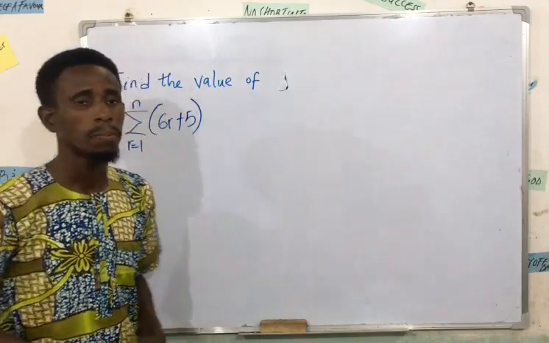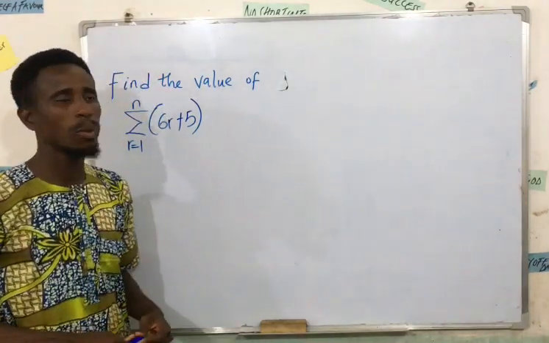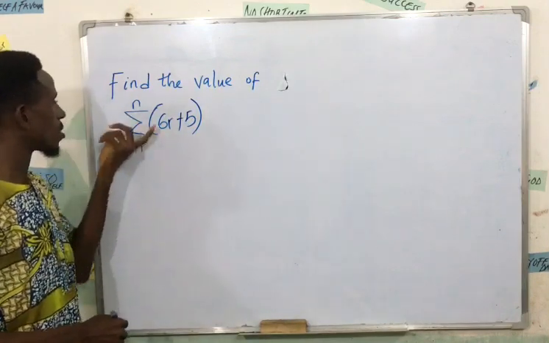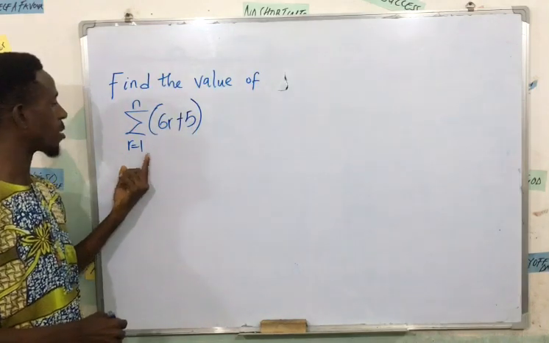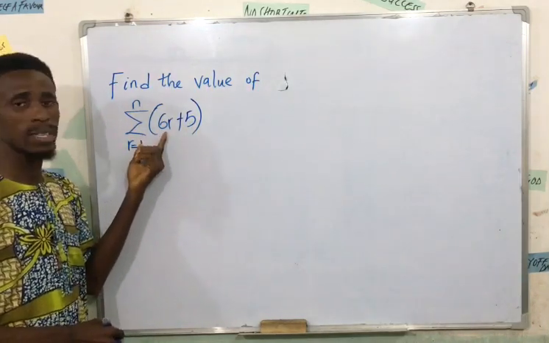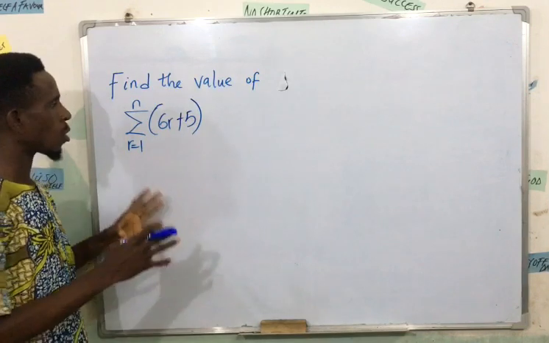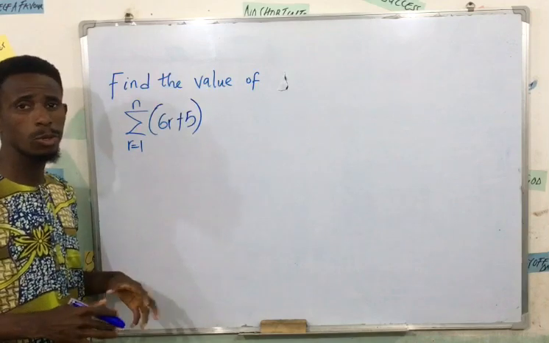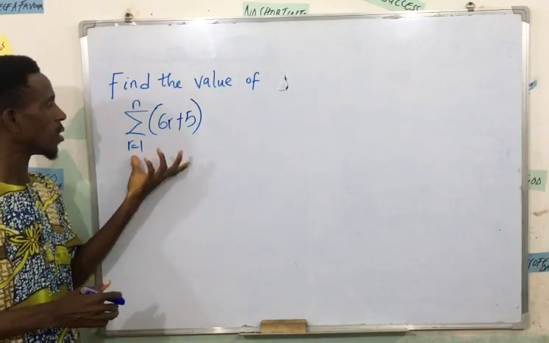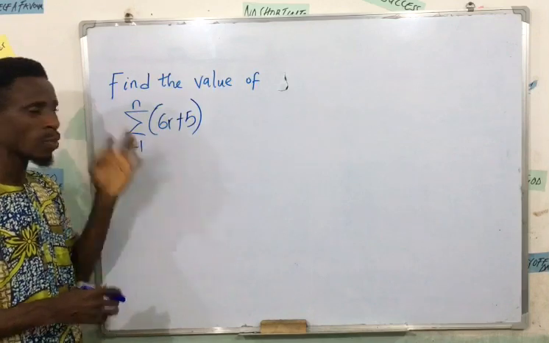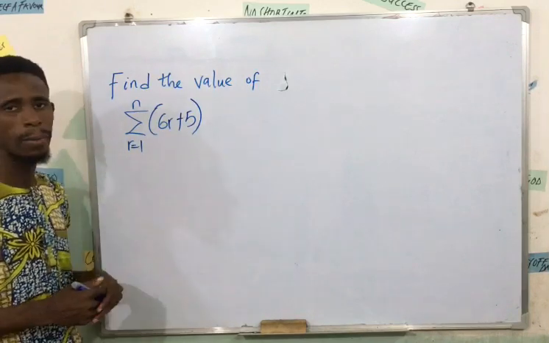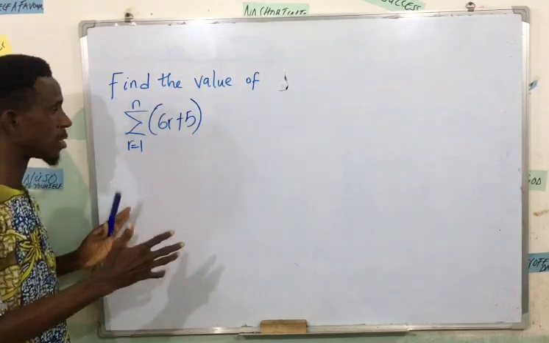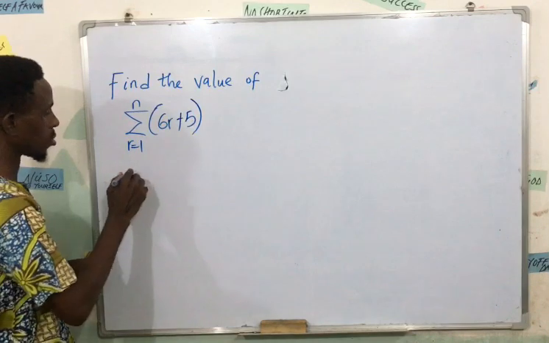Welcome back to class. We have a question on the board and it says find the value of the sum, sigma from r equals 1 to n, of 6r plus 5. We're going to look for the value of this. In one of my videos I showed the easiest way of doing something like this. I also gave the rule of sigma. So we're going to use it here and expand this, and then we're going to get the solution.